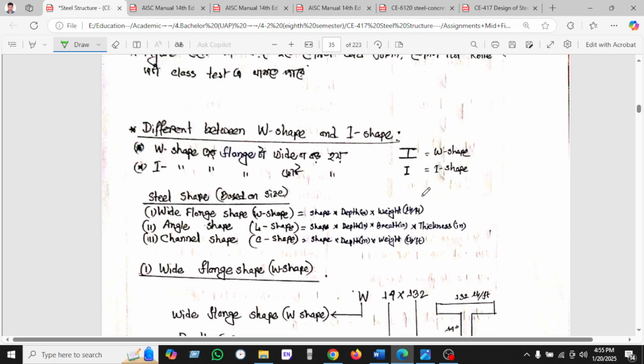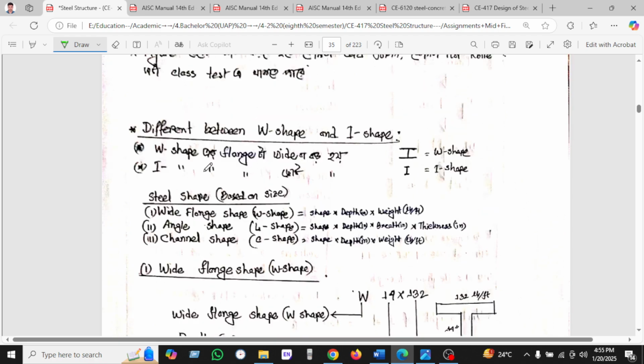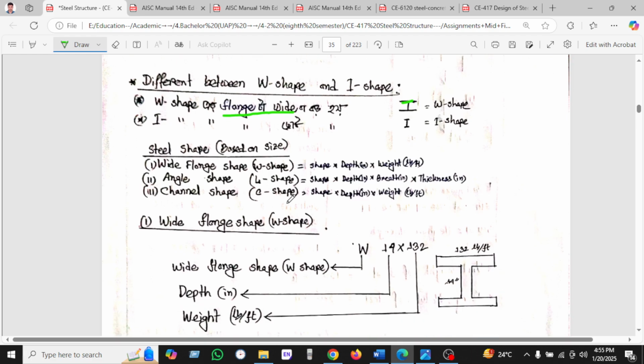So this is the master. We have to know the difference between W and I shape. In the W shape, the flange will be wide. This flange will be wide. On the other hand, in the I shape, the flange will be less wide. Okay.